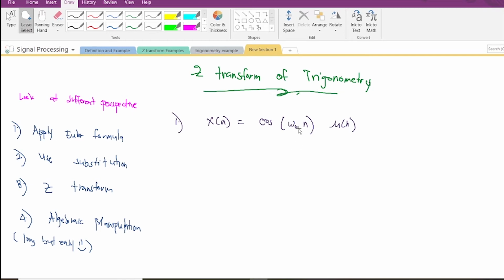Hi guys. Today we're going to study the Z transform of trigonometry. In this problem, we're going to find the Z transform of cos, and this is the function. Okay, let's begin.